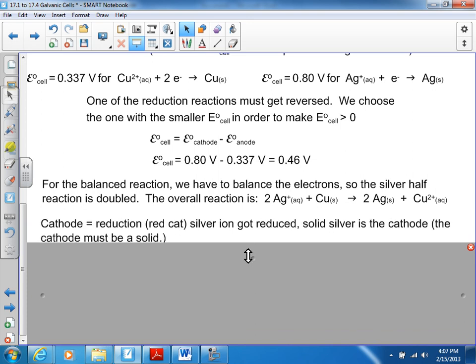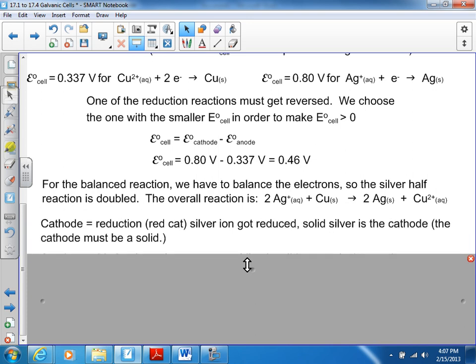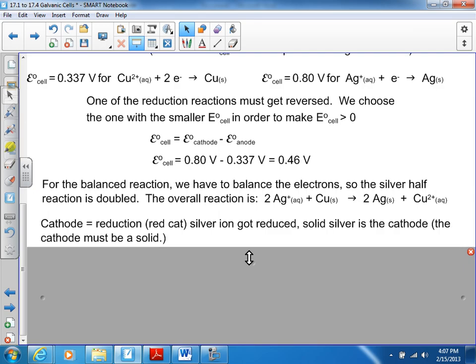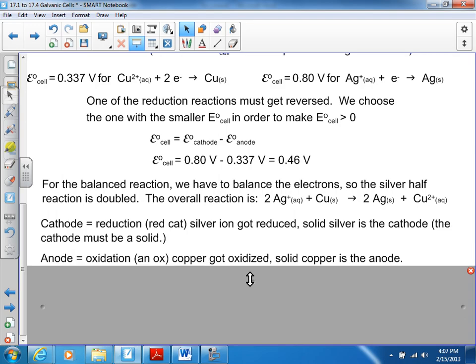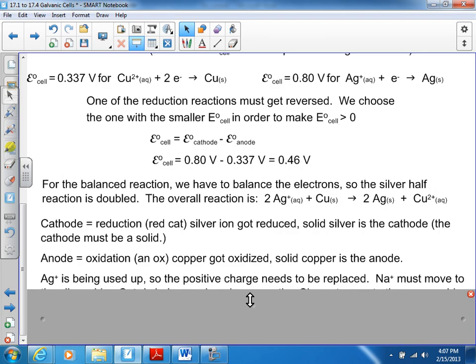Cathode and anode. Cathode is reduction. Silver gets reduced, so silver is the cathode. Cathode and anodes are solid. The anode is oxidation. Copper got oxidized, so copper's the anode. Remember, an ox and a red cat.